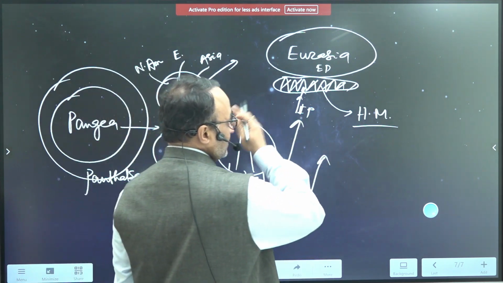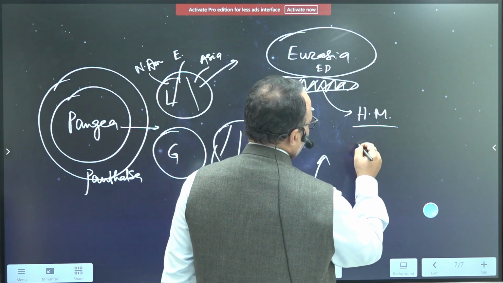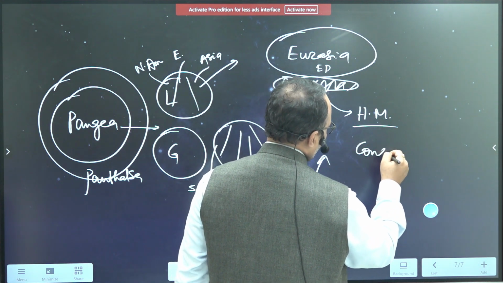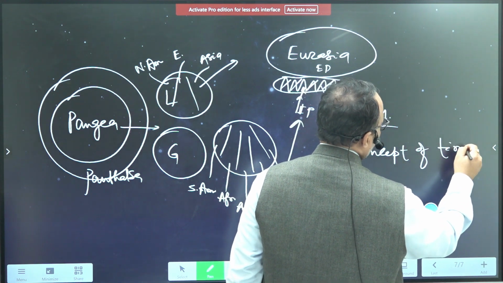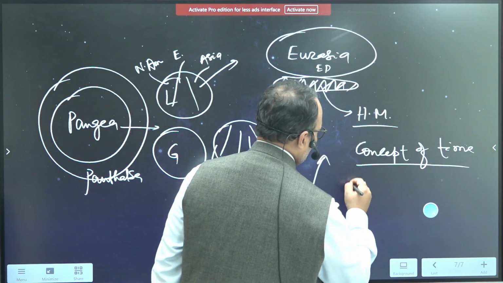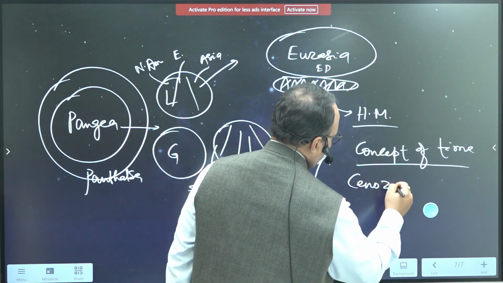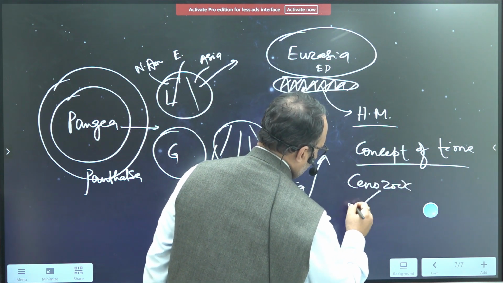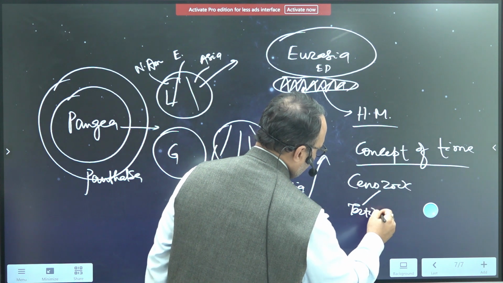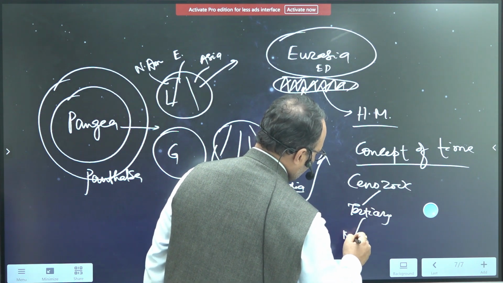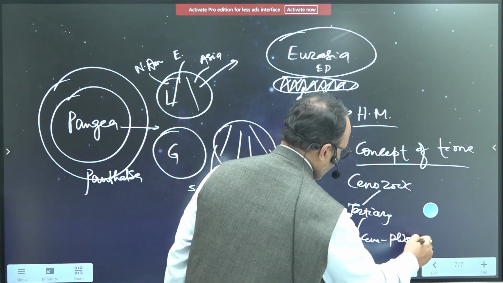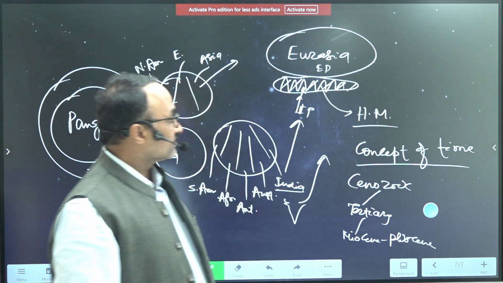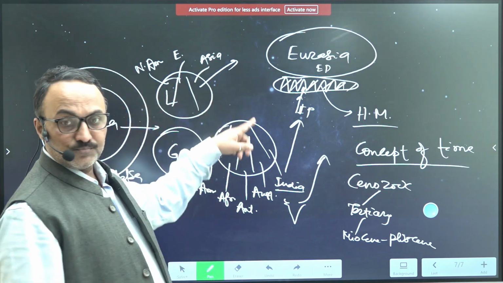So in this background, you need to understand the concept of time. If you don't know the meaning of the term Cenozoic, and inside Cenozoic, Tertiary, what is Tertiary and what is Miocene, Pliocene, you cannot exactly understand the duration of time of Himalayan evolution. So this is the one example I gave you.